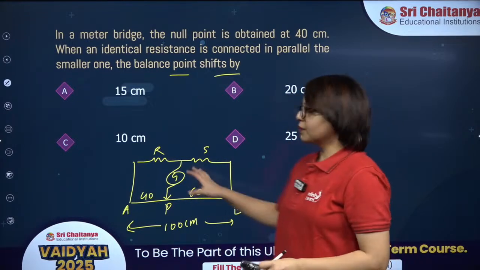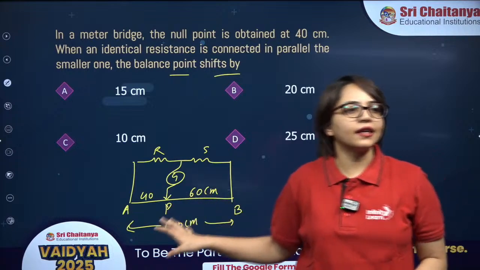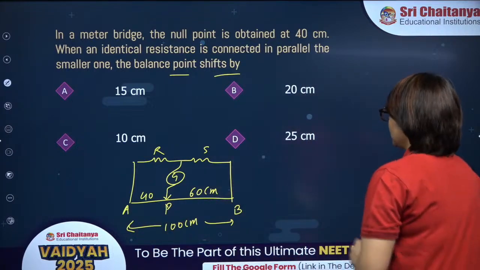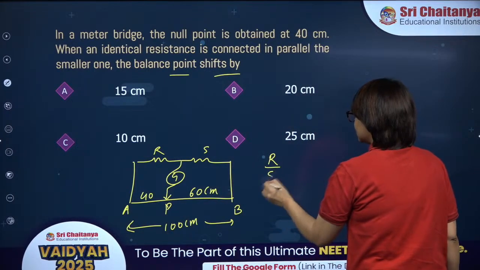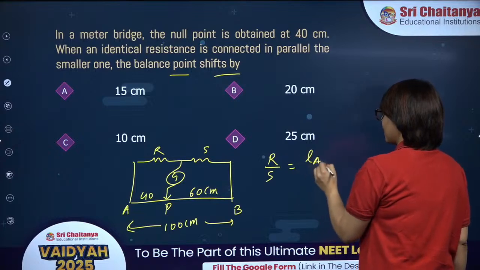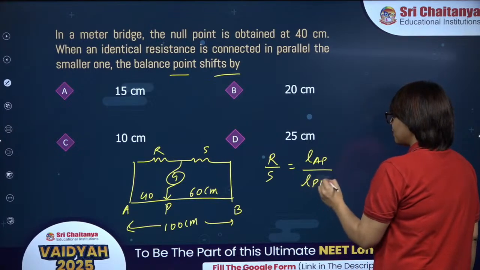So it is nothing but the balanced Wheatstone bridge, right? So ratio of R to S is what? Length of AP wire divided by length of PB wire.